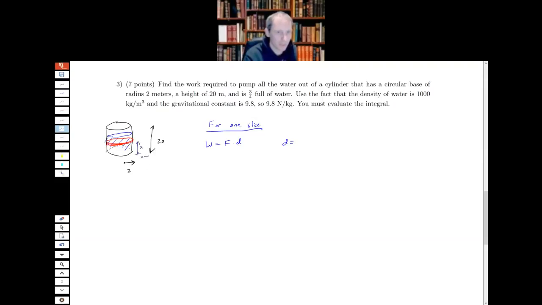So at the bottom is x equals 0. Okay, so if I want to find the distance that we have to pump the water out, this whole length is 20. If I take away x, I'll get this purple piece. So this is 20 minus x.